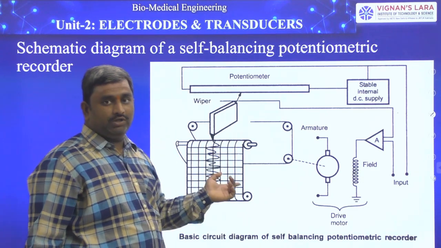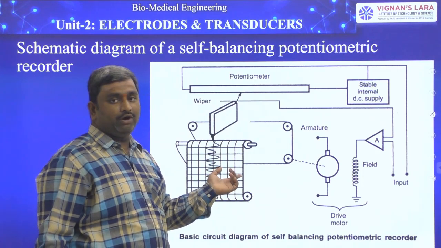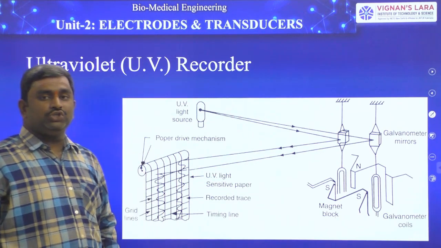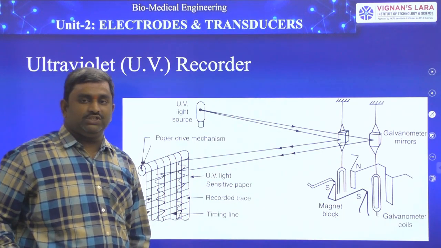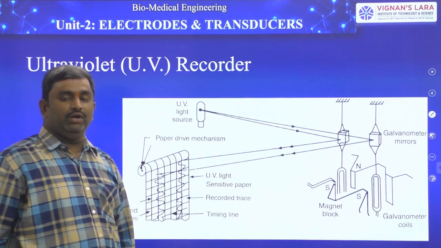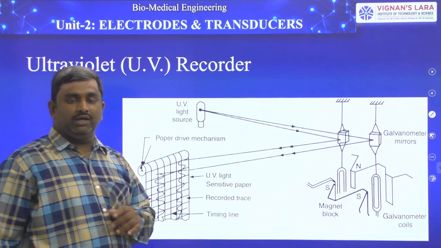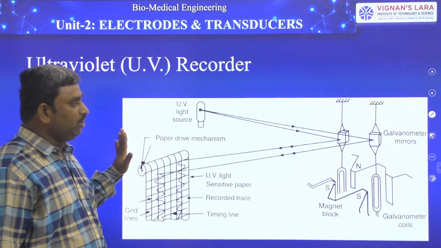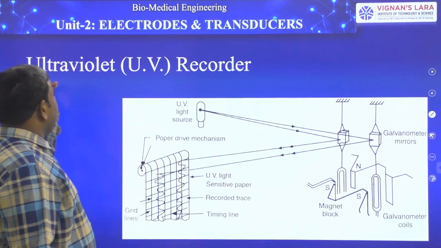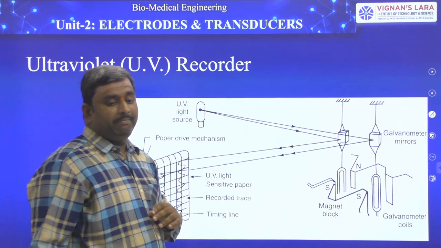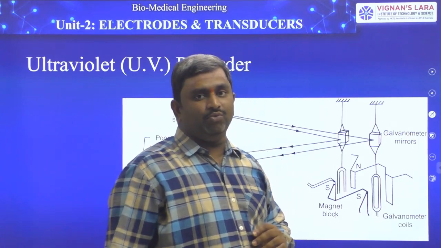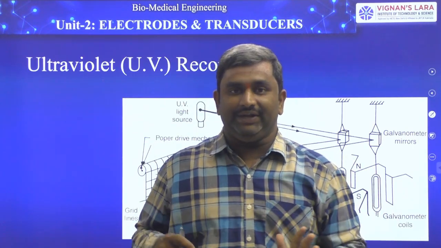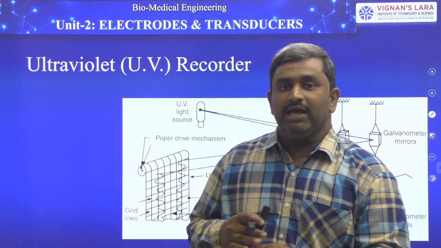The same operation as the self-balancing potentiometric recorder, nothing is new here. Now, the most important one was a very fast recorder in the olden days, compared to all the other traditional circuits. This is a very, very fast circuit. Coming to the ultraviolet recorder, it works based on ultraviolet rays. Here the ultraviolet rays are nothing but light rays.